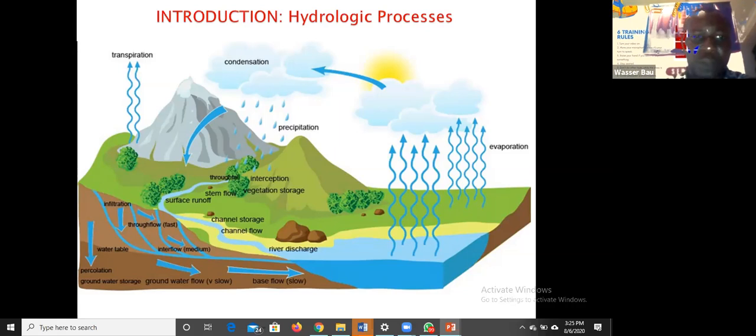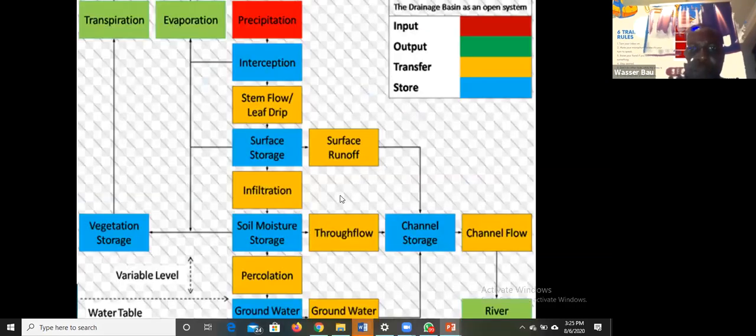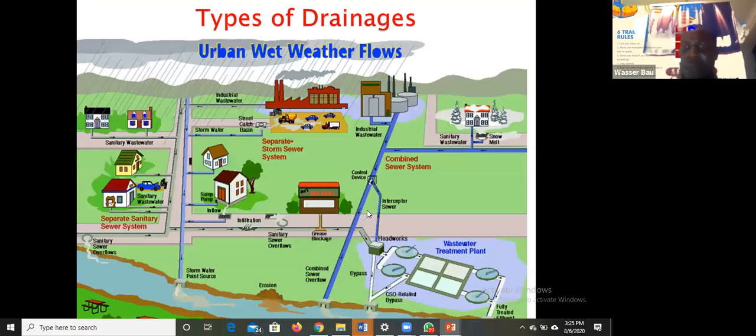I want to say transpiration, but the roof cannot transpire. It's only green areas that transpire. Okay, so that is that. Let me lay a foundation.